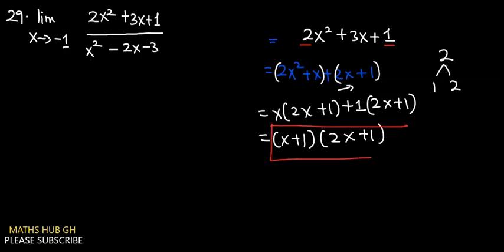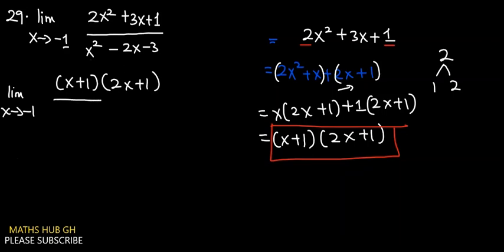Now let's focus on the denominator also. Let me write the expression again. We are going to have the limit as x approaches minus 1, and for the numerator we now have x plus 1 multiplying 2x plus 1.